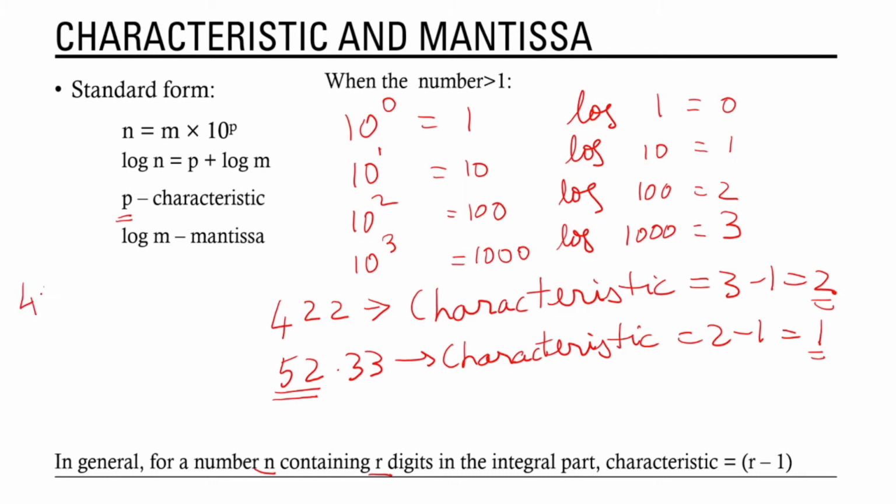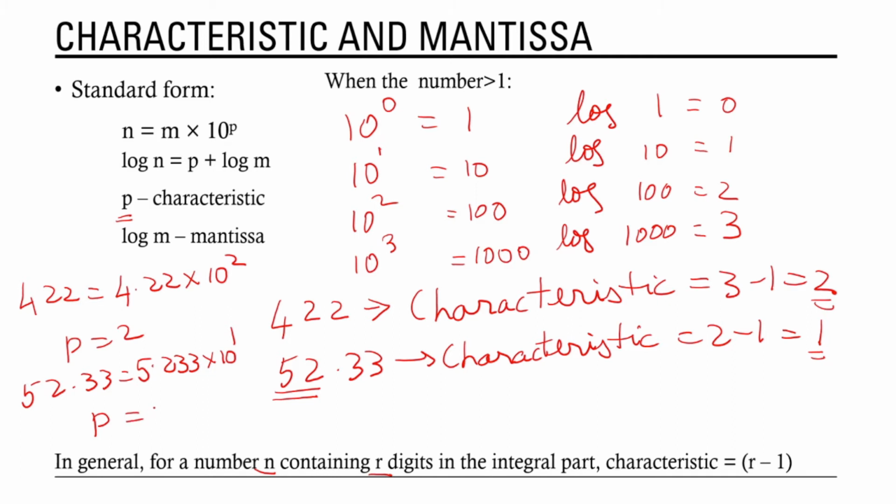So, this is how we can find the characteristic directly from the number, or we can also write 422 as 4.22 into 10 raised to 2. So, automatically our p is 2 here. Similarly, 52.33 can also be written as 5.233 into 10 raised to 1. So, the characteristic is 1. So this is how we can either do it directly, or we can write the given number in the standard form and then from there we can find the characteristic.